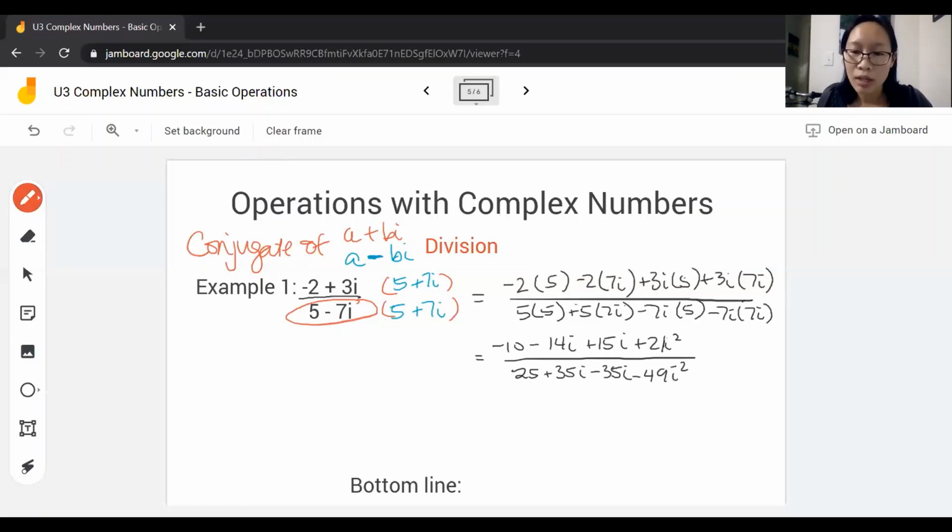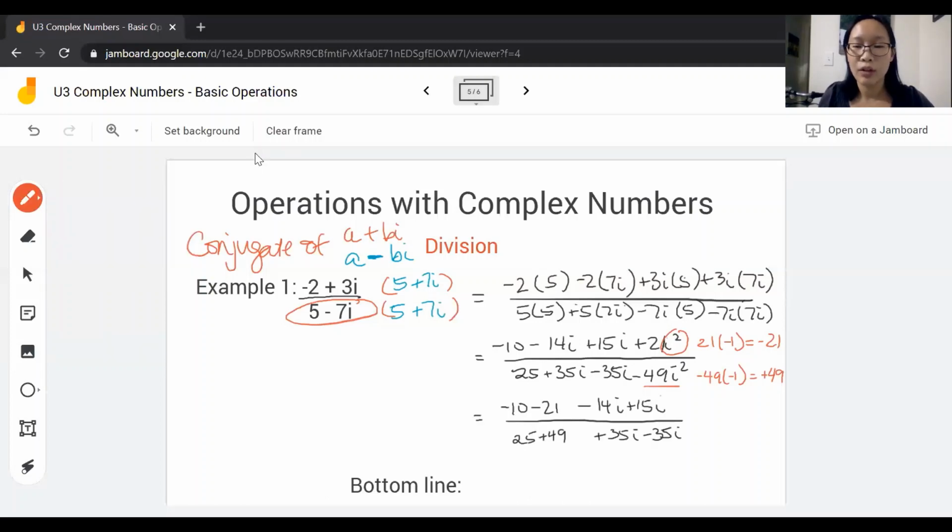Your i squared is equal to negative 1, so this is the same as positive 21 times negative 1, which is negative 21, and then negative 49i squared is negative 49 times negative 1, which is positive 49. Now I'm going to rewrite my numerator and my denominator so that my real terms are together and my imaginary terms are together. If you notice in my denominator, I have plus 35i and minus 35i, so that actually just cancels. And now my denominator is completely real.